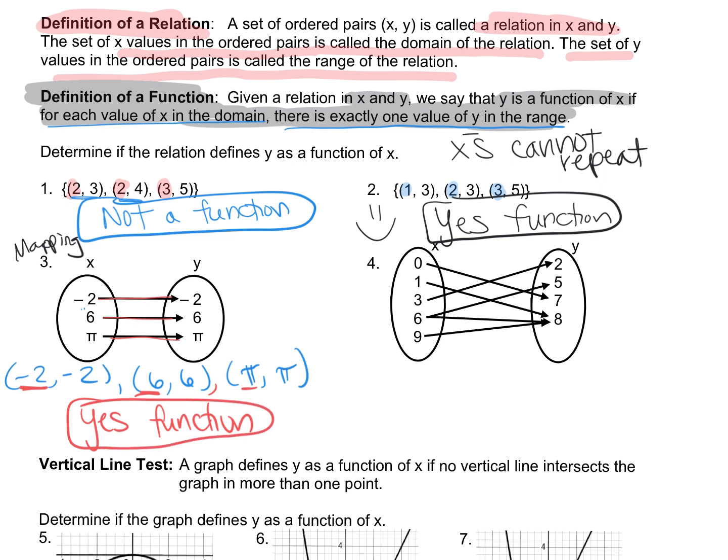So you're probably thinking, well, when is it not a function for mapping? Well, if you take a look at number 4, I see 0, which is only going to one value, 1, which is only going to one value, 3, but oh no, 6 gets to go to two values. That would make it not a function.